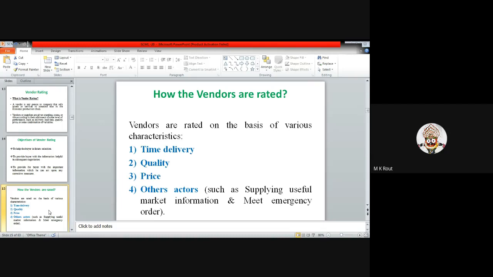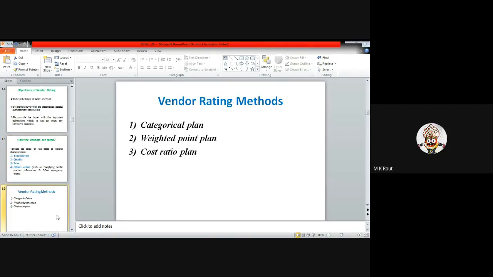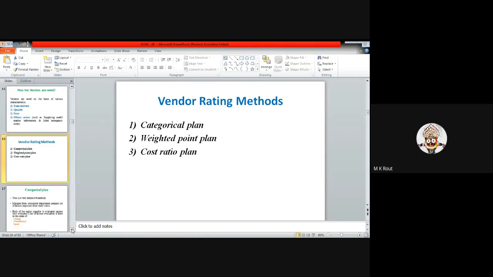I repeat: time delivery, next is quality, the third is price, and other factors. Moving to the next slide, these are the different vendor rating methods. The first is categorical plans, then weighted point plans, and cost ratio plans. So let us discuss the categorical plans.